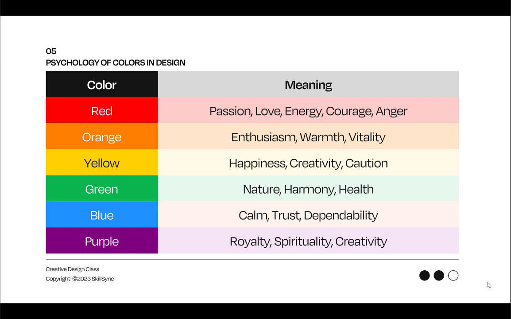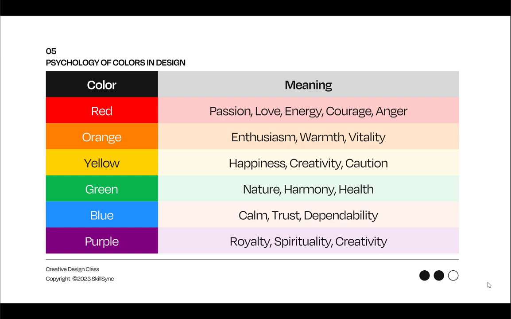Here are some colors and their meaning. Red signifies passion, love, energy, courage, anger. Sometimes it also signifies danger. Orange signifies enthusiasm, warmth, vitality, excitement. We have yellow, which signifies happiness, creativity, caution. Green means nature, something natural or organic, harmony or healthy, sometimes representing growth.